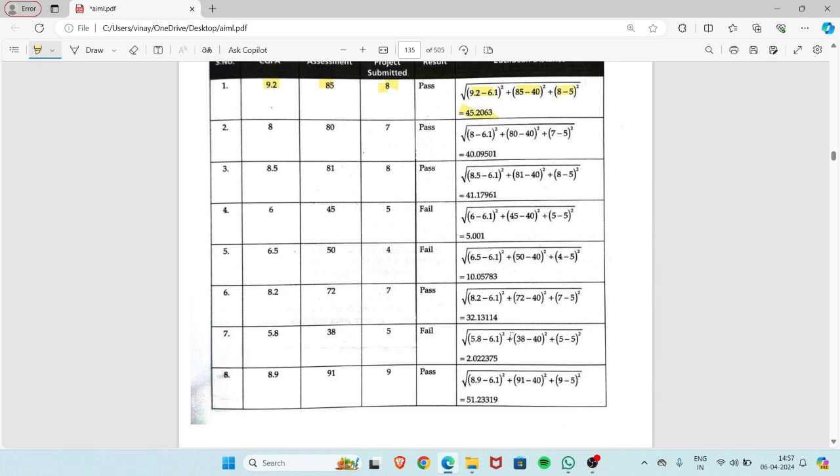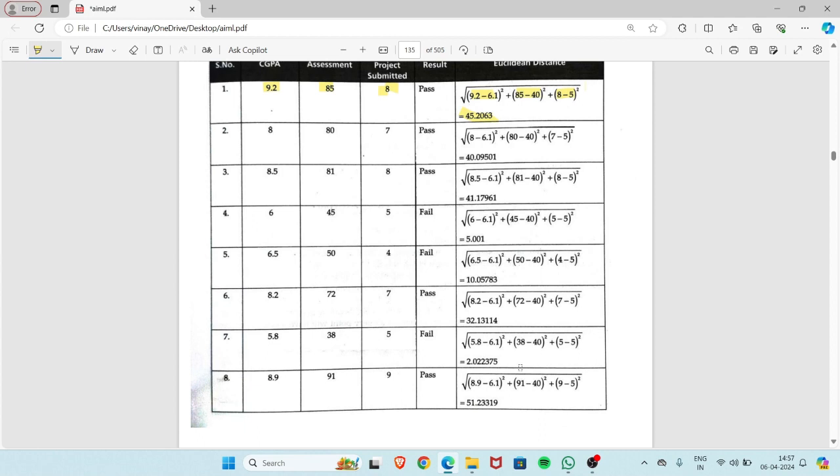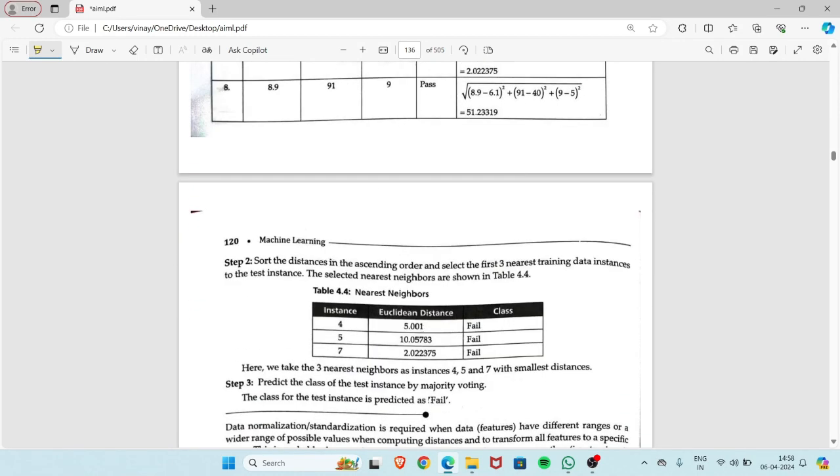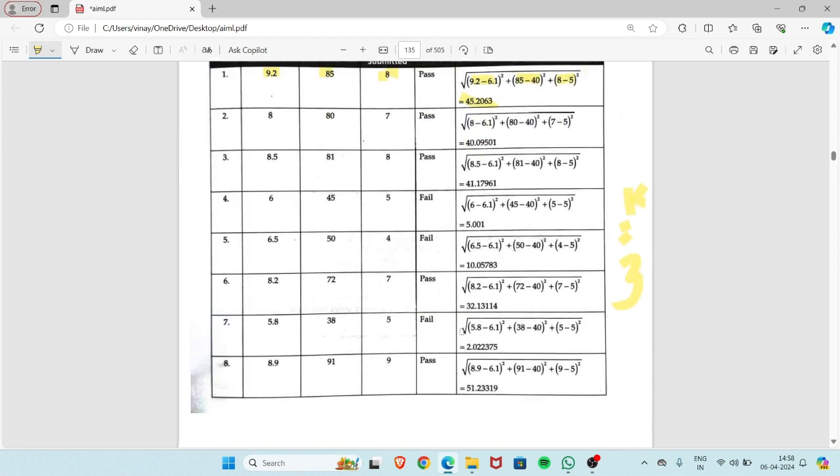Now after this you have to find the Euclidean distance for all the data. Here you can see we have found the Euclidean distance for all the data in the data set based on the test instance. Now k is equal to 3 is given, as we have to find only 3 distances based on this Euclidean distance. So the 3 least distances are 2.022375, 5.001 and then 10.05. Three distances we got.